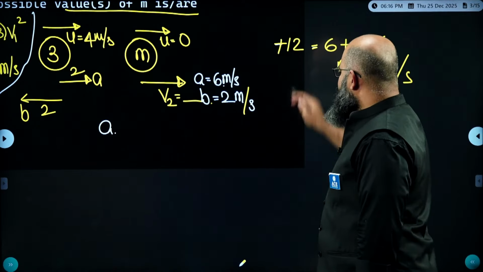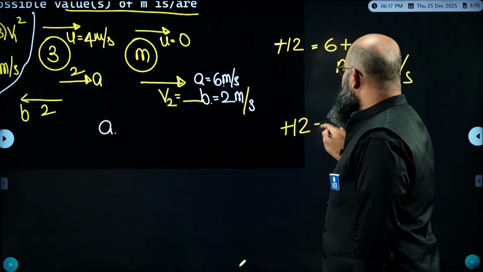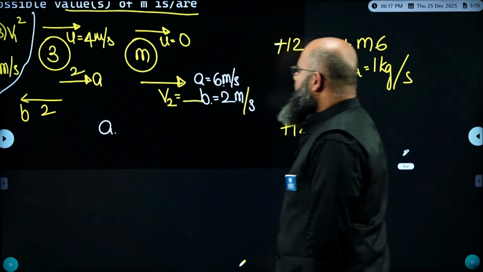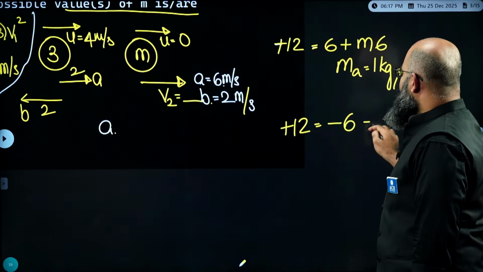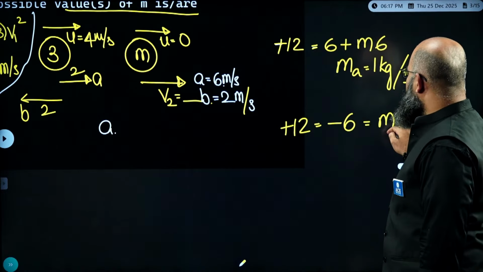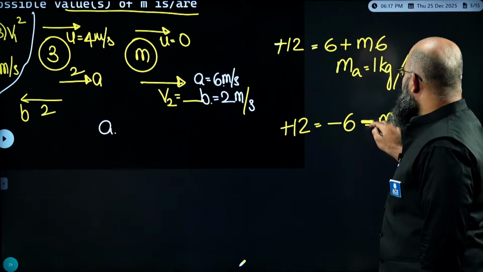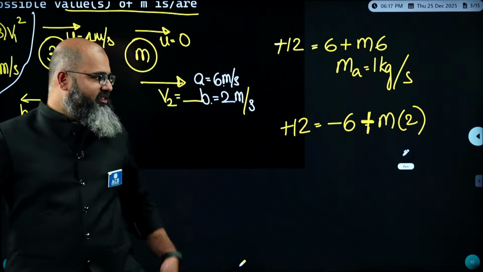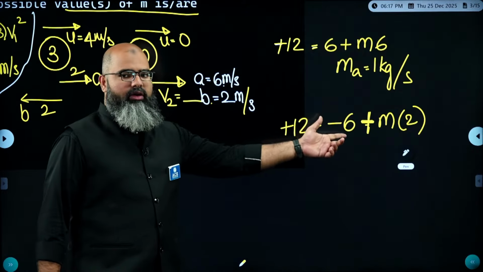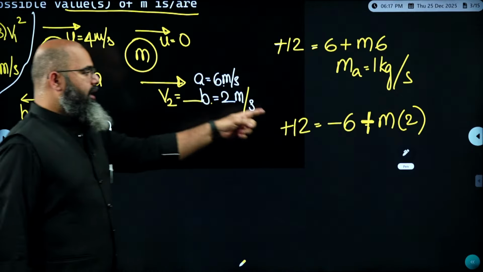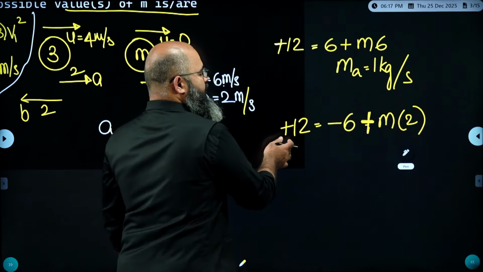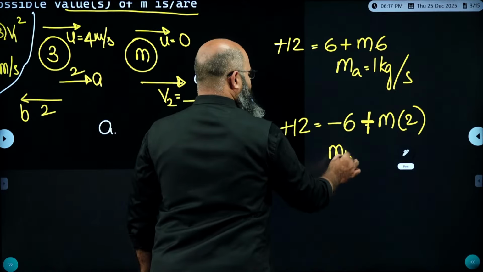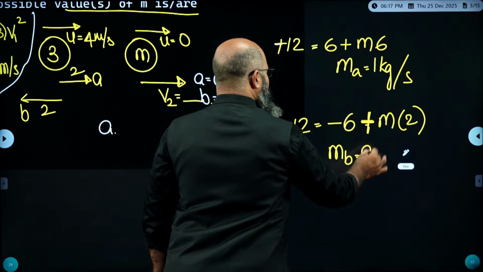B bit, let us say, initial momentum is again equal to 12 units positive. Final momentum, this is moving in the backward direction, therefore it is going to be minus 6 plus mass times 2 over here. So 12 is equal to, this ball is moving backward, therefore minus 6 plus 2m. If this goes over here, 18 is equal to m times 2. So the value of mass of the second ball in B bit is equal to 9 kg.